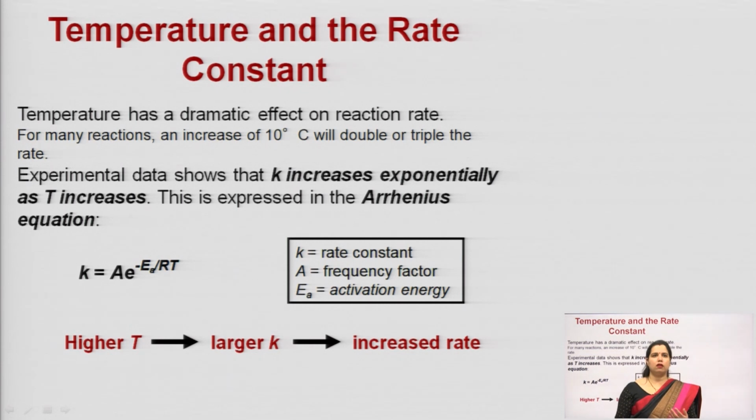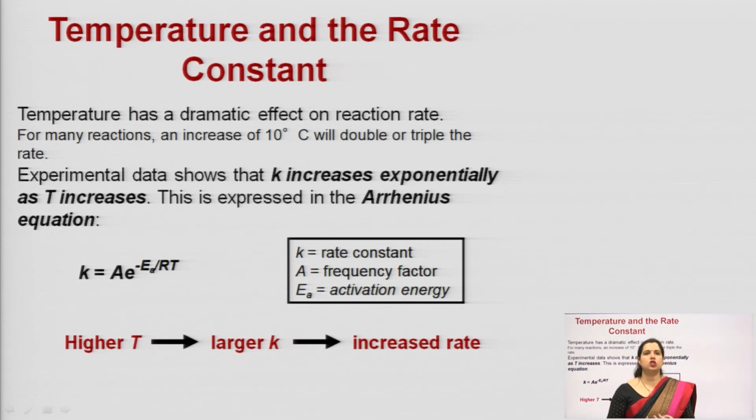So, temperature and the rate constants, this is another correlation, temperature with respect to the rate constant. Temperature has a dramatic effect on reaction rate. For many reactions, an increase of 10 degrees centigrade will double or triple the rate. So, in factors affecting rate of reaction, we have discussed the effect of temperature. There also we have discussed that if the temperature is increased by 10 degrees centigrade, the rate of reaction will be double or triple as compared to the normal one.